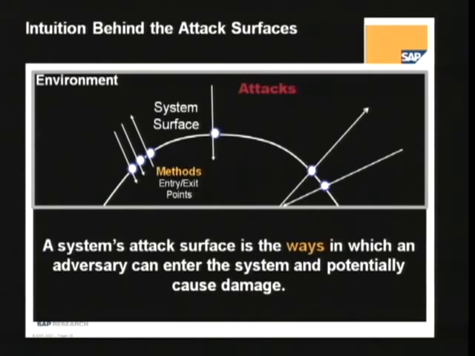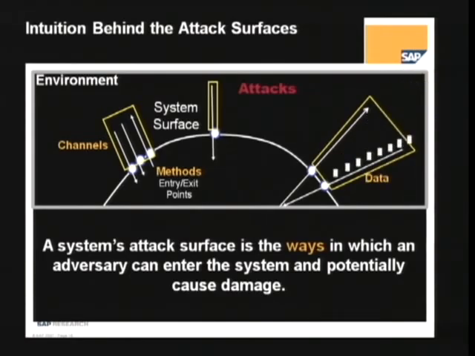Of course, methods, channels, right? The attacker needs to connect and access the method through a channel. This could be a kind of TCP socket, for example. And data, untrusted data items, right? The system may send some data to its environment or read some data from the environment.